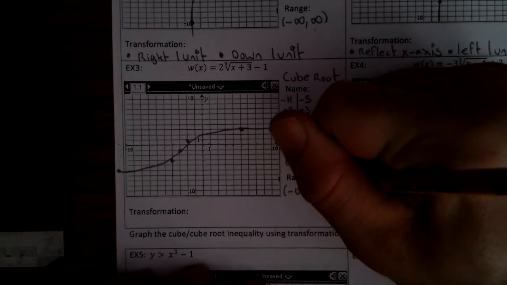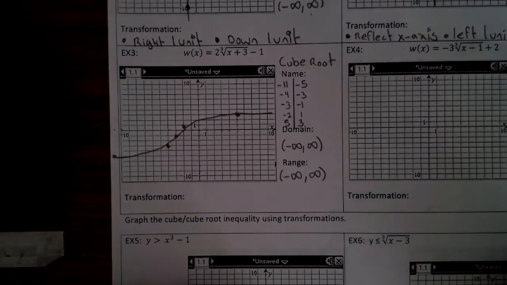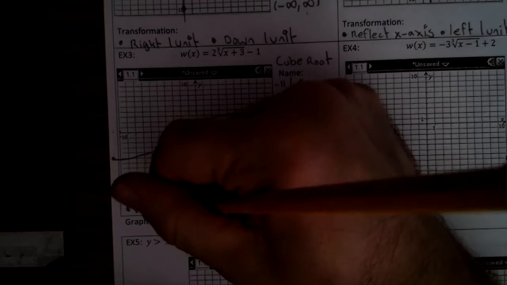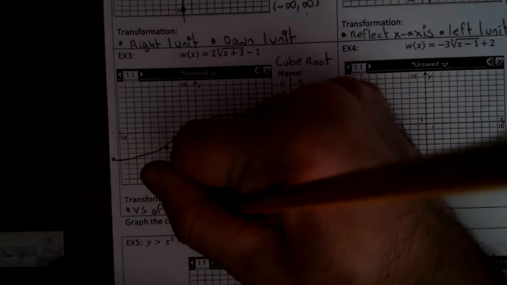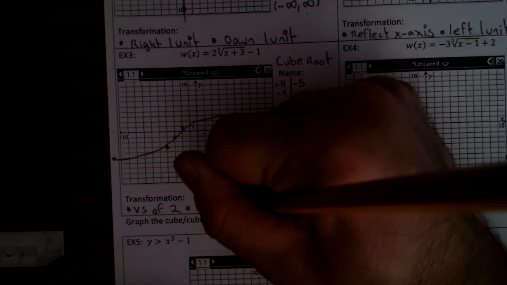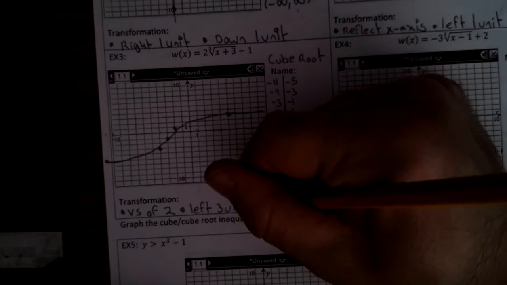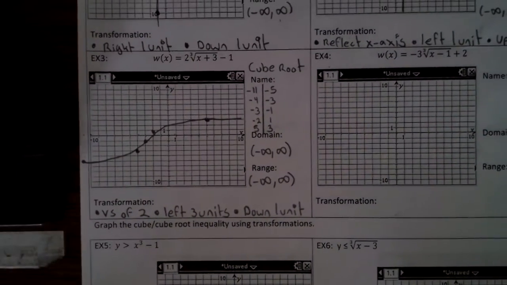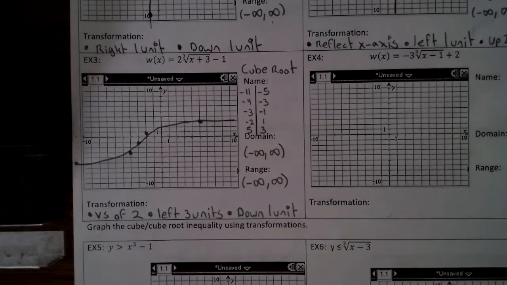All right, transformation: vertical stretch of 2, left 3 units, and then down 1 unit. All right, so go ahead and finish up example 3. All right, so now let's take a look at example 4.